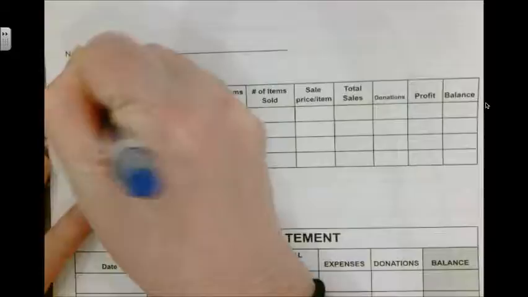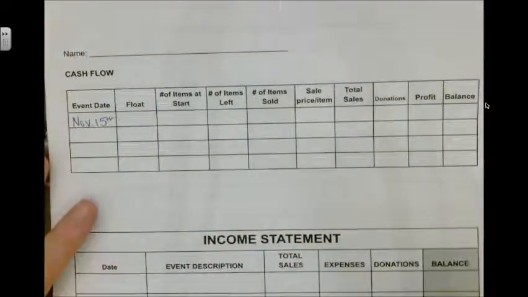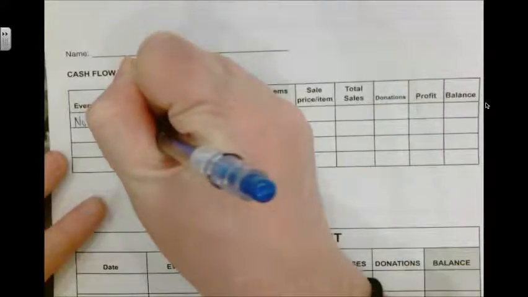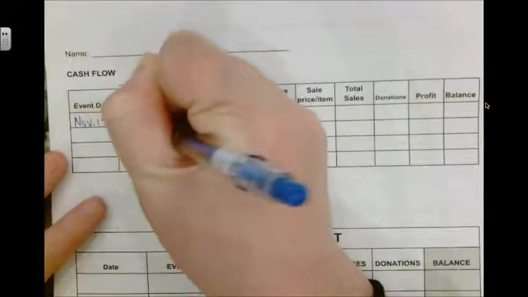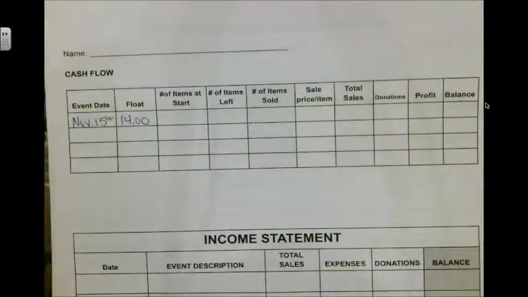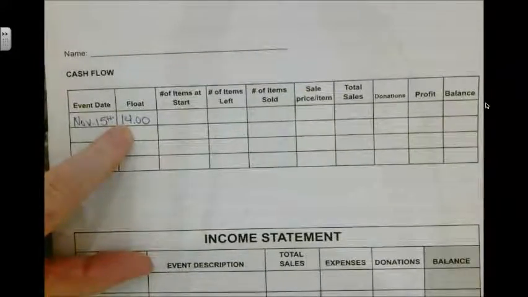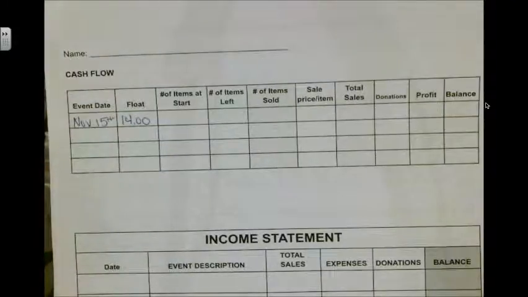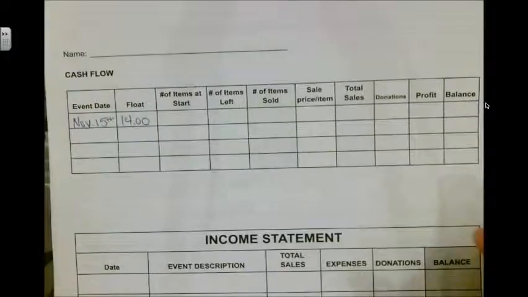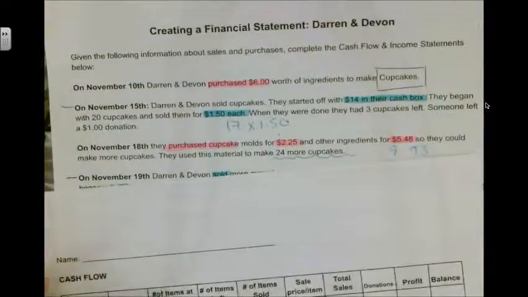Okay, and it says that they started out with $14 exactly in their float, which is because everybody's starting off with $20 for their business, and as you saw, they spent $6 on the cupcake mix, so they have $14 left. So the first time, you might want to put all of your money in there so that you have enough change to hand back to people. Okay? But yeah, if we look back at what it says, they started off with $14 in their cash box.